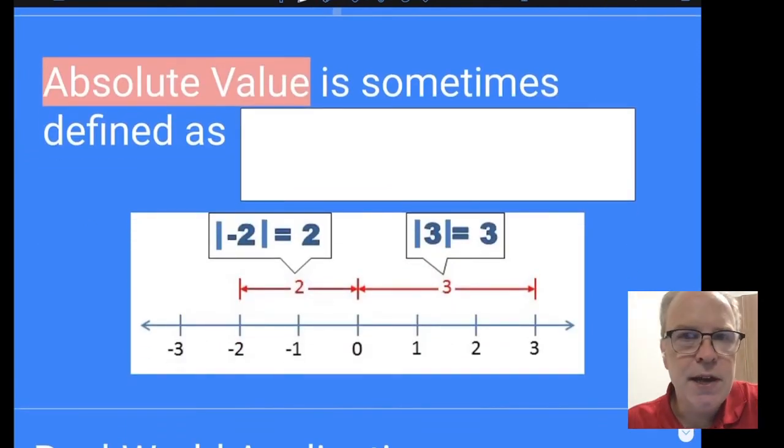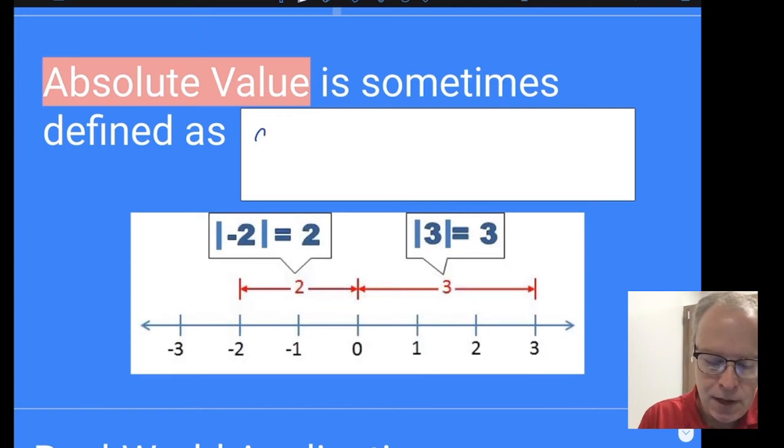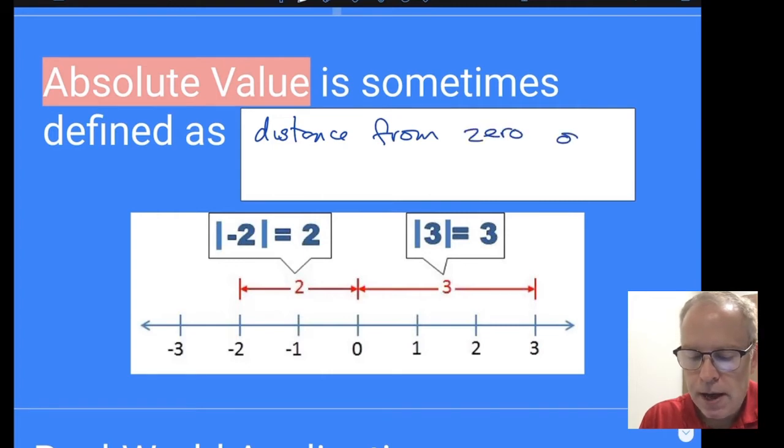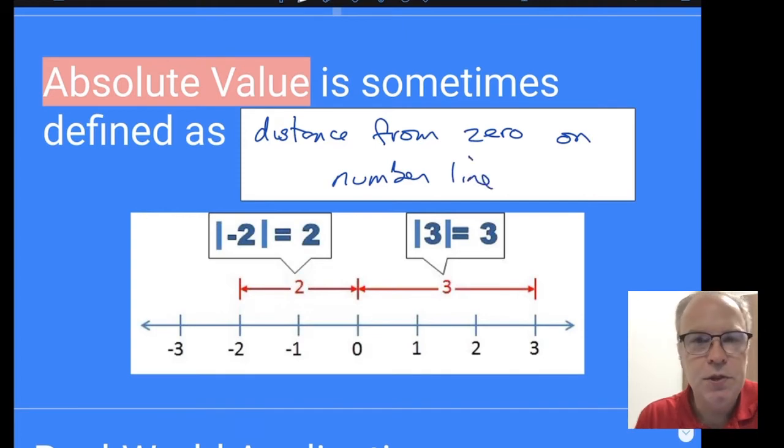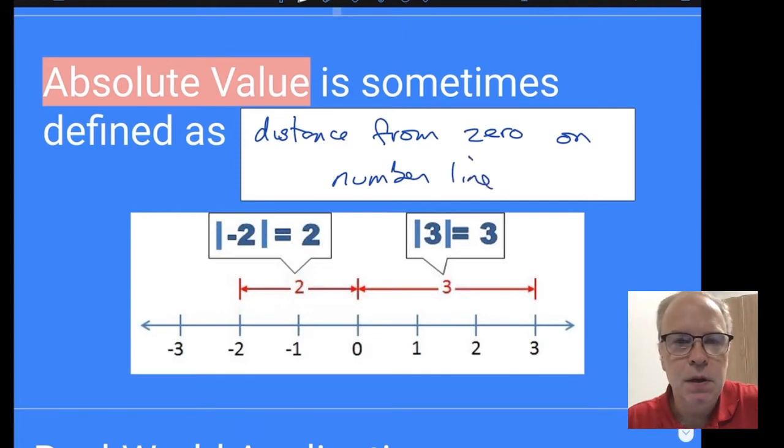Now, in a lot of textbooks, maybe you've heard this before. Absolute value is sometimes defined as the distance from 0 on the number line. Distance from 0 on the number line. Okay, so here's 0 on the number line. Let me highlight it for you. Here's 0 on the number line.